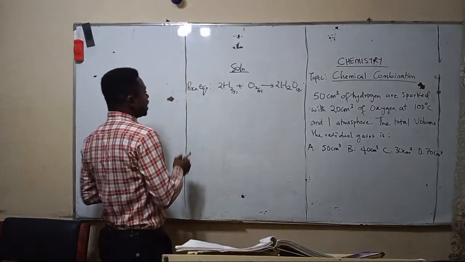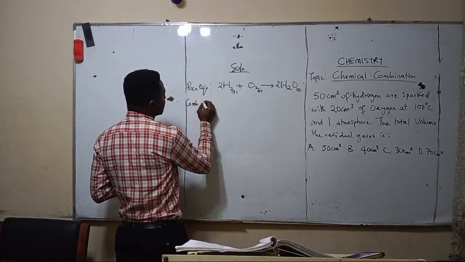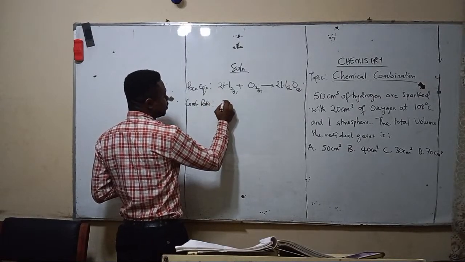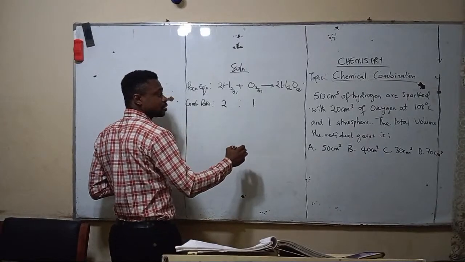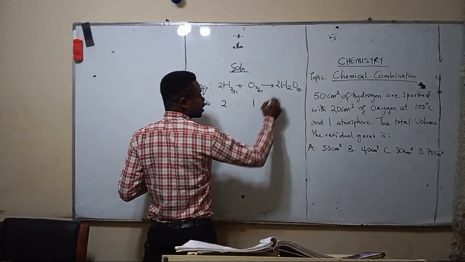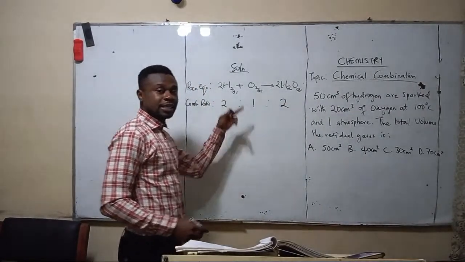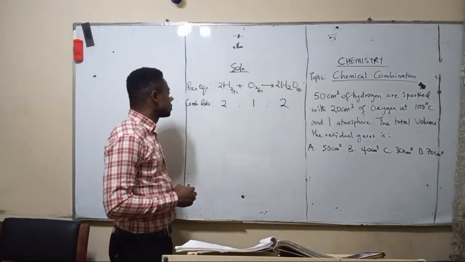Now, what is their combination ratio? How are they combined? Hydrogen combined with oxygen in ratio of 2:1. With respect to the product, which is also gaseous, is 2. So we have 2:1:2. This is their ratio by volume.